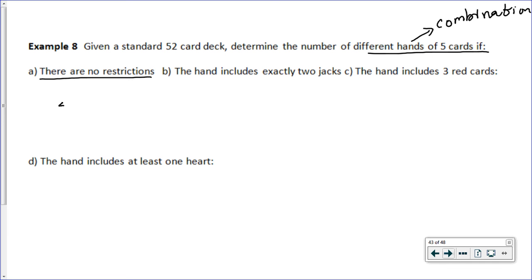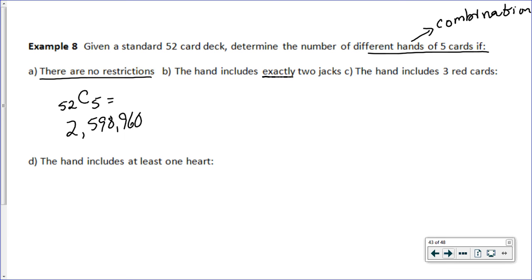All right, so out of those 52 cards, I'm going to choose 5, and this is going to give me a huge number of combinations, and that is 2,598,960. So quite a few.